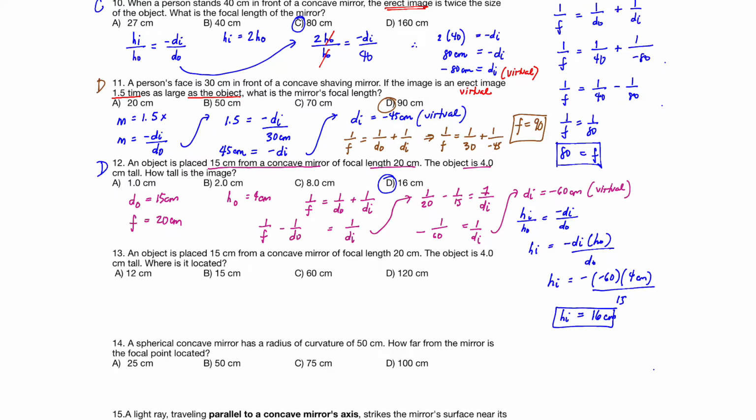Now, for question number 13, an object is placed 15 centimeter from a concave mirror of focal length 20 centimeter. The object is 4 centimeter tall. Where is it located? Now, this is just the solution for this. I think number 12 and number 13 have the same question. So that is 60 centimeter. So where is it located? 60 centimeter, virtual. So the answer here is 60.